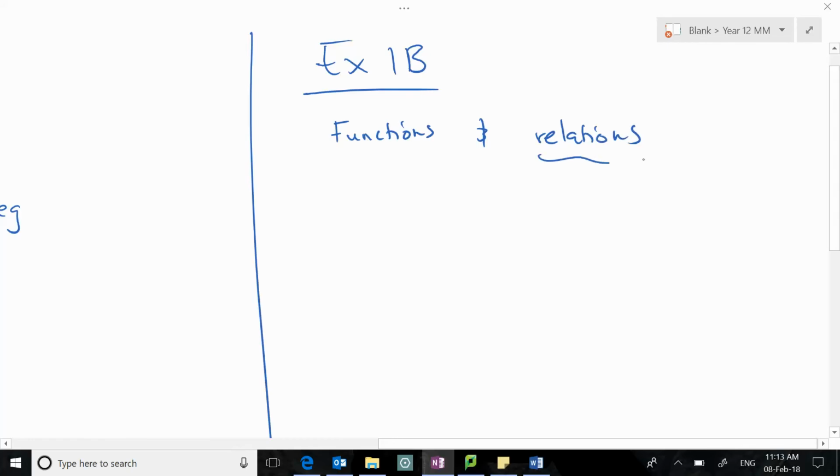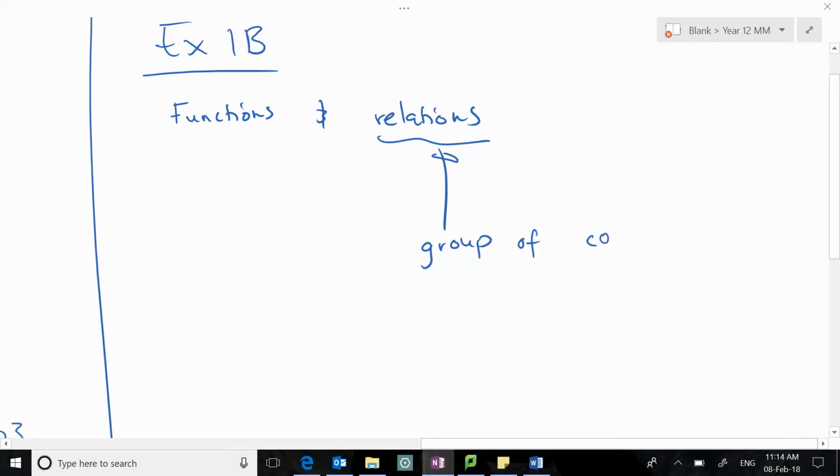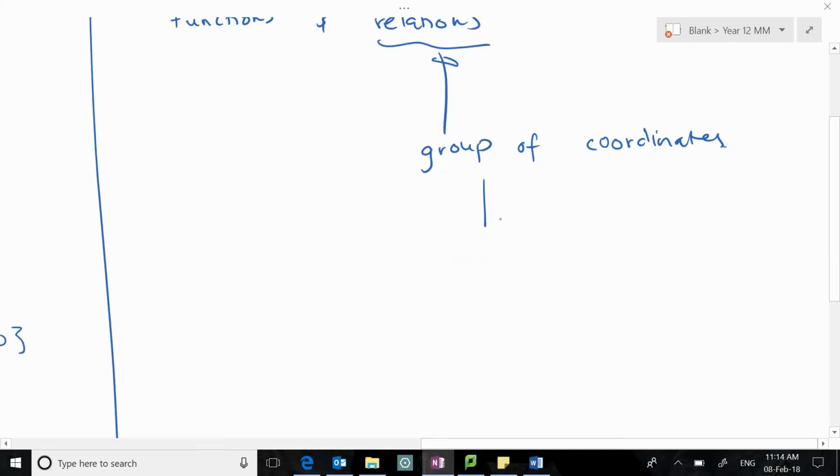Someone describe to me, what is the definition for a relation? Can I please have, let's go with Heather. Group of coordinates. Fantastic. So a relation is a group of coordinates. It doesn't matter how large or how small the group is, it's basically just a group of coordinates. Now there are 4 types of relations. I'm going to write here: 4 types of relations.